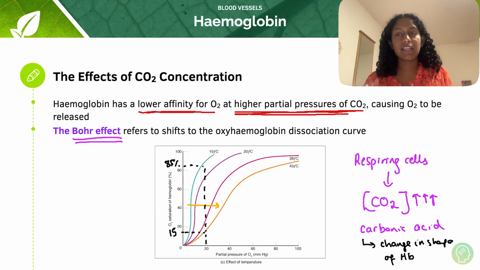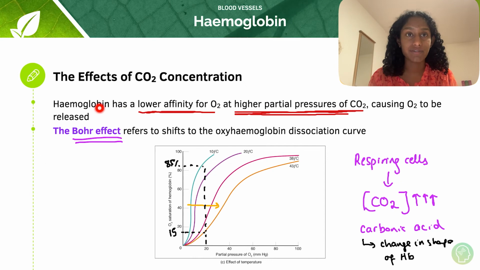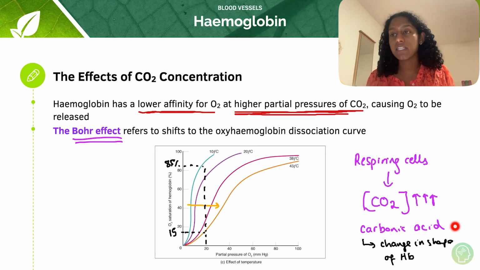So this effect of carbon dioxide concentration on the affinity of haemoglobin for oxygen is known as the Bohr effect. And remember, higher carbon dioxide concentrations cause the curve to shift to the right, and that's because of this change in shape of the haemoglobin that's caused by the high carbon dioxide levels.